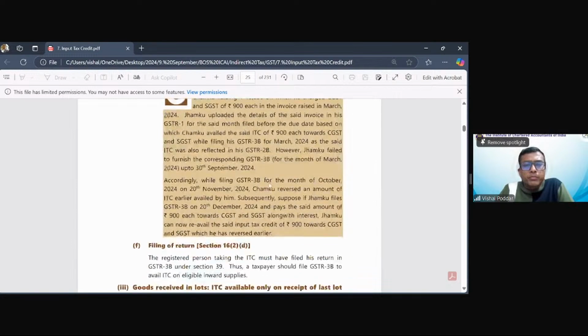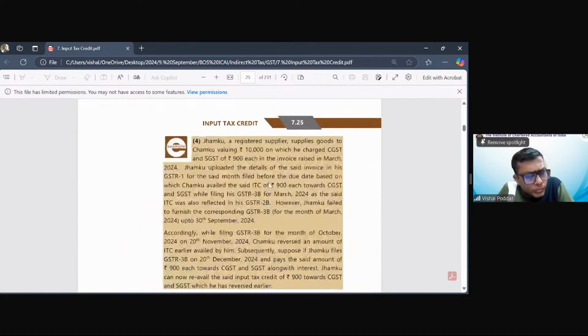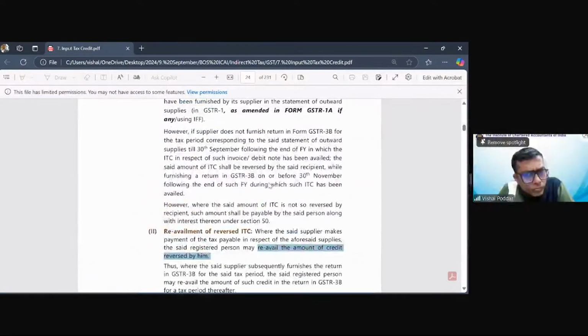No, sir. Sir, if the supplier doesn't pay at all, what is the remedy? See, I have reversed the ITC, so it is now cost to me. Yes, it is my cost now. See, government is never going to be at loss, because if he has not paid ITC, I have reversed the tax. So government is not at a loss.